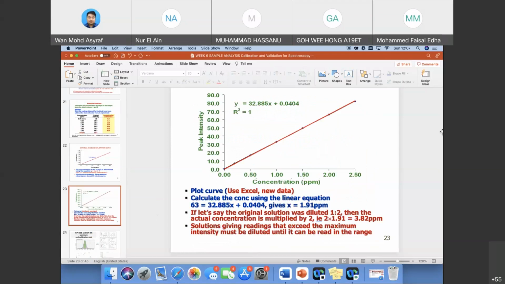Okay, anyone want to try to explain how to do this? Ada ke nak try? So you have your data. So this is the plot. Okay, this is the plot. So anyone want to explain macam mana from 63 intensity to how are you going to get the concentration of your unknown sample? Anyone want to try? Explain je, tak ada masalah.